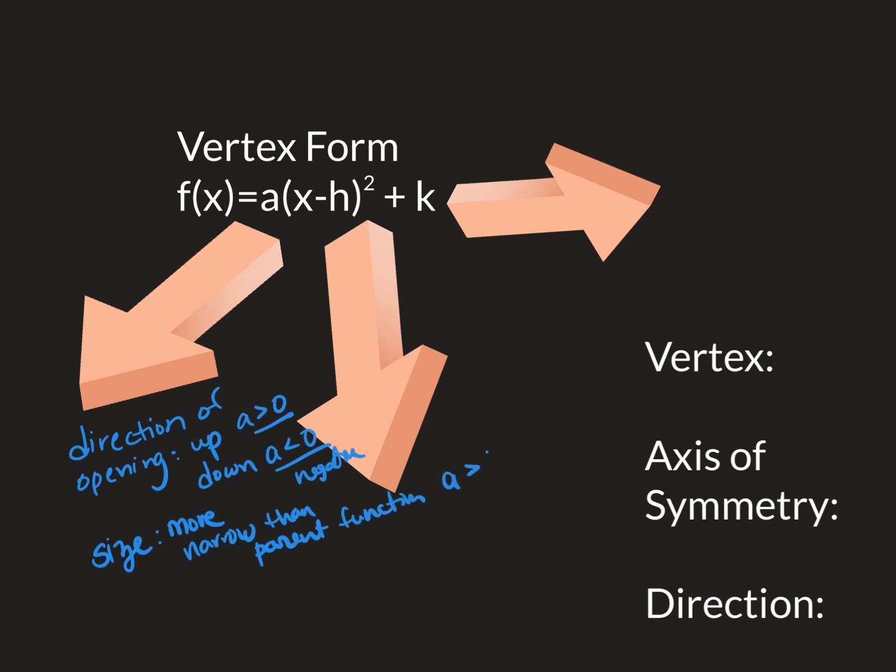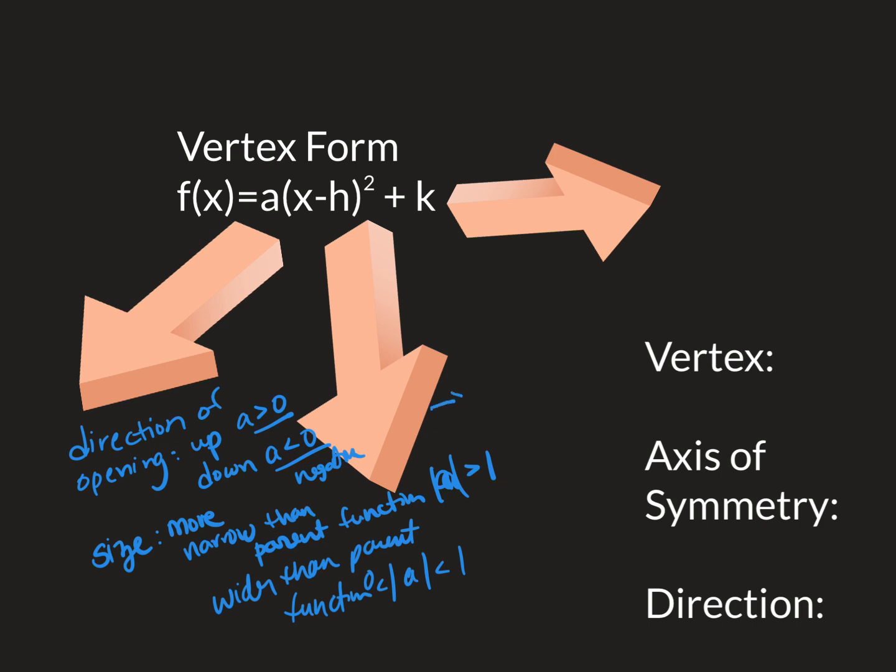if A is greater than 1, and really technically I should say the absolute value of A, because the negative sign only has to do with being a reflection across the x-axis pointing up or down. So I really should say the absolute value of A. So you look at A as a positive number when you're thinking about the size. And then it also tells you that it's wider than the parent function if the absolute value of A is between 0 and 1.